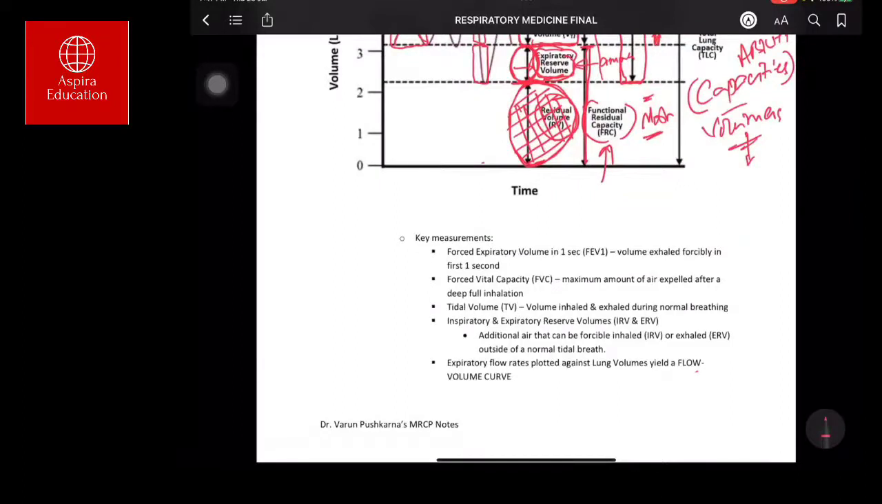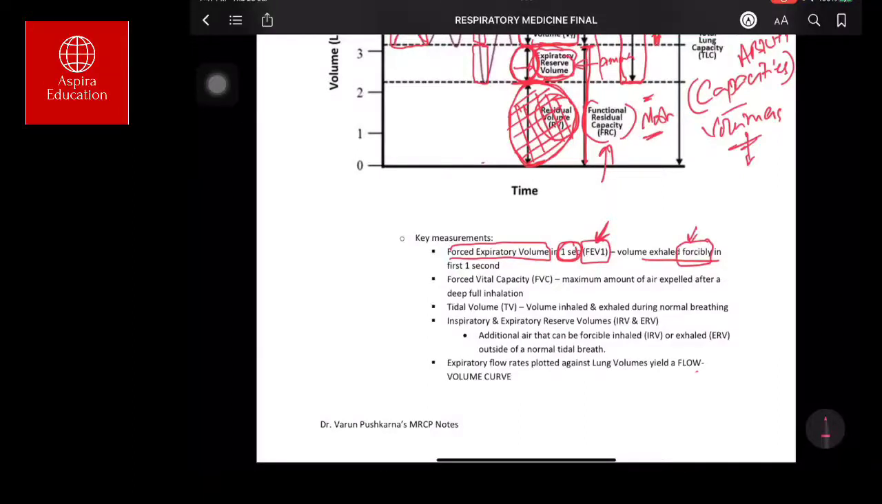So, how does this clinically affect us? And clinically, the key measurements would be the first second forced expiratory volume. Whatever air you expire in the first second is called FEV1. So, this is the volume exhaled forcibly.